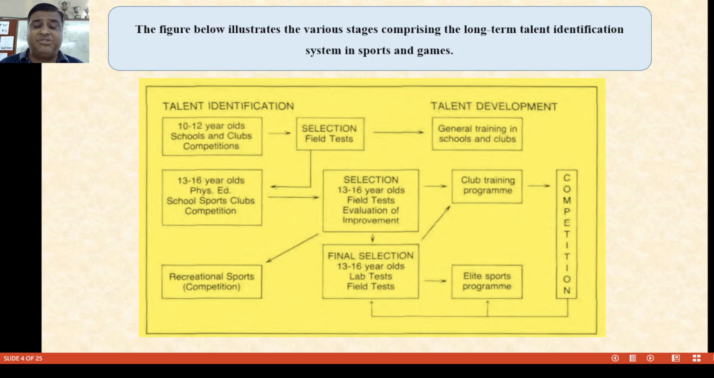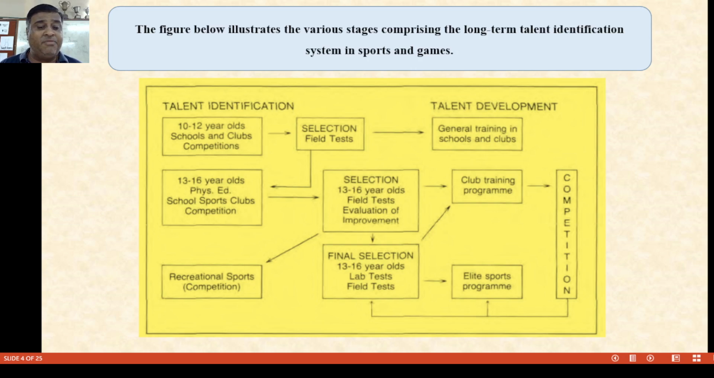Now, according to the illustration in the figure below, there is a comparison of the various stages of long-term talent identification in different identification systems in different games and sports. Talent identification is based on three different parameters. First is 10 to 12 years old, in schools or clubs, with their competitions. Selections are made in various test forms, field tests, and general training in schools and clubs. And next is 13 to 16-year-olds, physical education, games and sports.